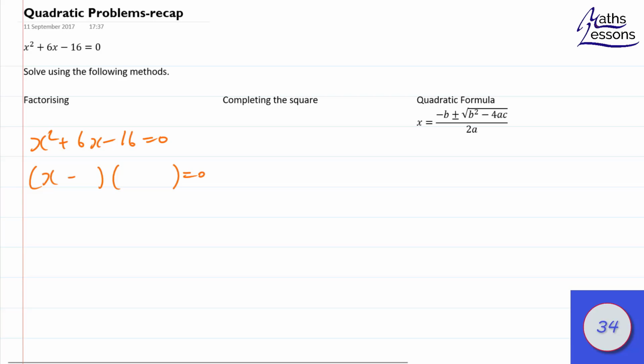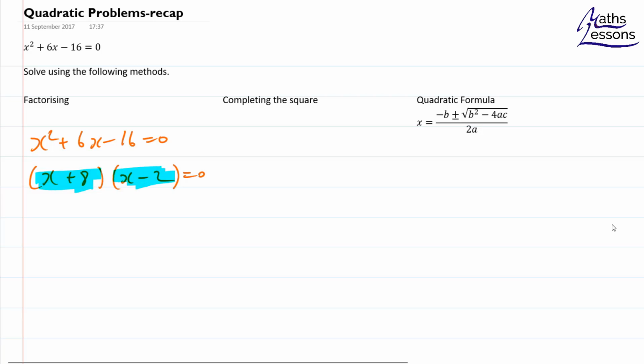So if I do x plus 8 and x minus 2, they combine to give me the plus 6x. And you can always check this by multiplying out, but that's not for this video. So either x plus 8 must equal 0, or x minus 2 must equal 0, because you've got two things times together. These are just one number each times together. So x plus 8 is one number, x minus 2 is another number, times them together. One of them must equal 0 to get 0.